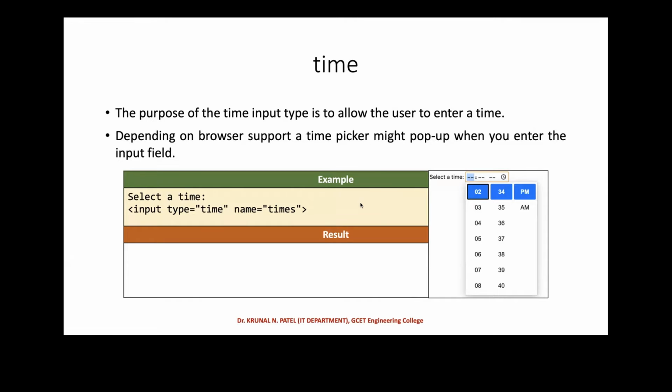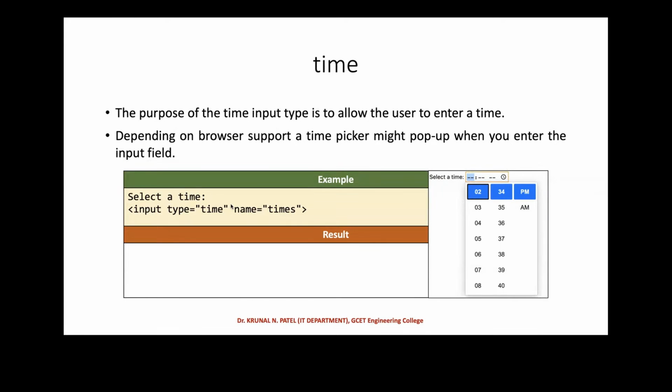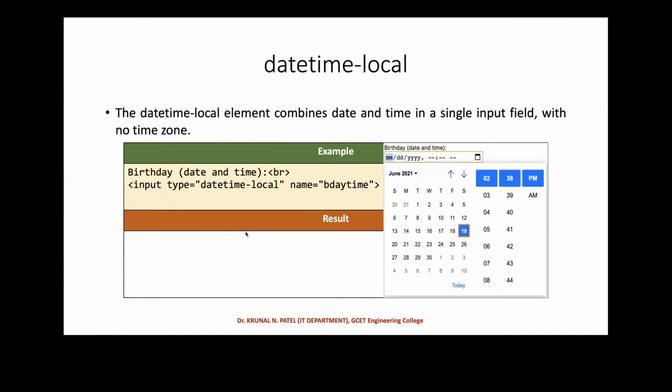So whenever you want to provide a time, you can just go for type equals to time. Here you just need to provide type equals to time, and here I have provided one output. From that you can just select, you can also select this particular thing, right? So this is given by default. You don't need to design anything for this particular user interface.